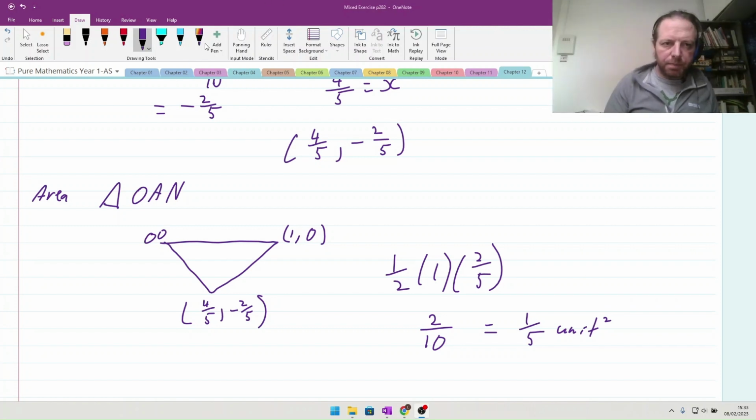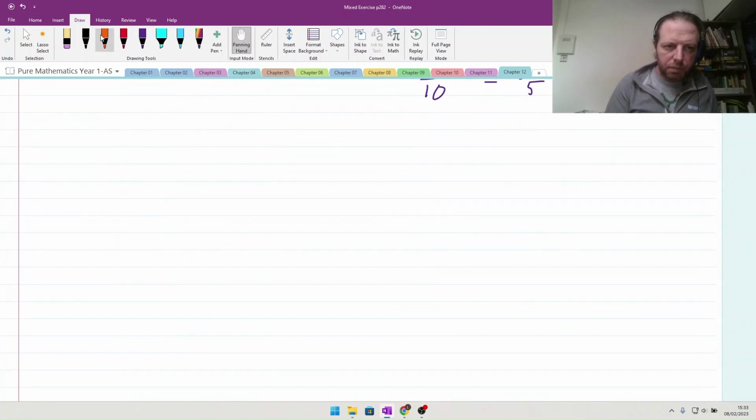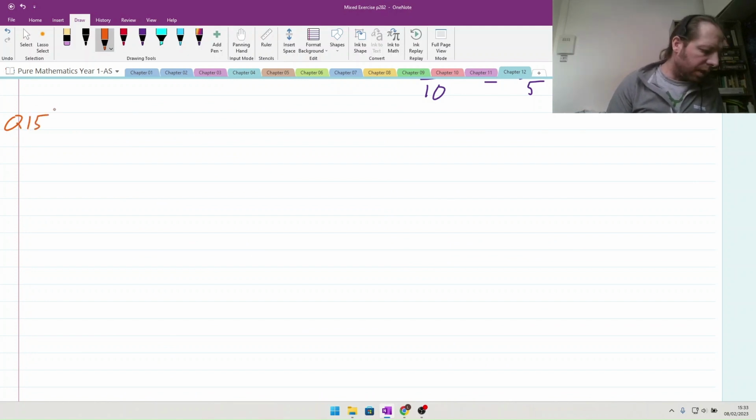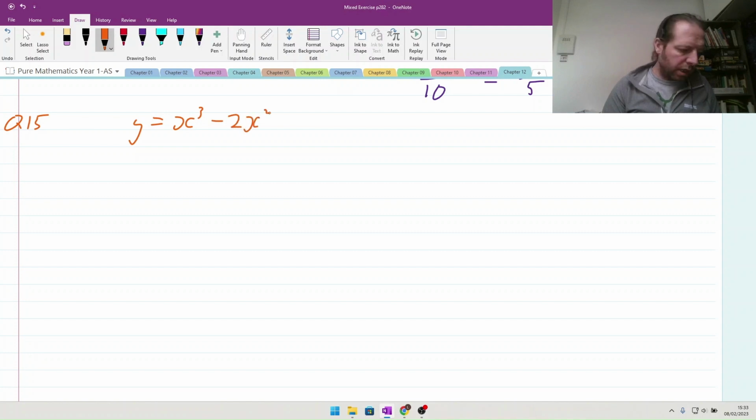Okay, question 15. Curve C has an equation of y equals x cubed minus 2x squared minus 4x minus 1, and it cuts the y-axis at point P. The line L is a tangent to the curve at P and cuts the curve at the point Q. Show the distance of PQ is 2 root 17.